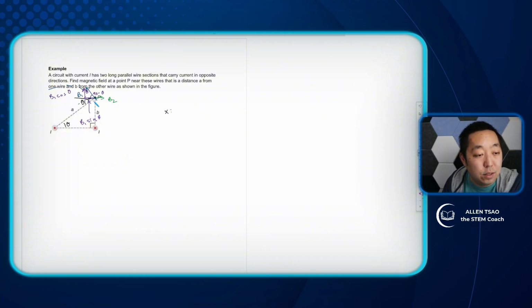Okay, so then if we look at the net magnetic field in the x direction, we have B2 pointing to the right. We'll say right is the positive direction. B2 pointing to the right, and B1 sine theta pointing to the left. And then in the y direction, all we have is just B1 cosine theta. Okay? So that's going to be the total magnetic field.